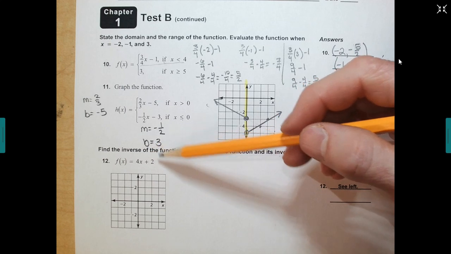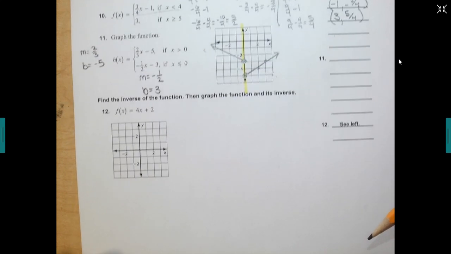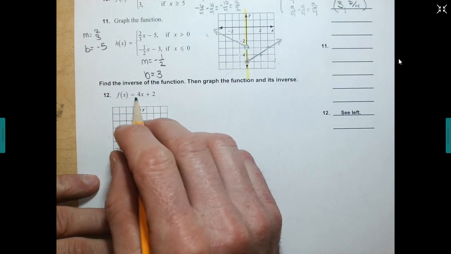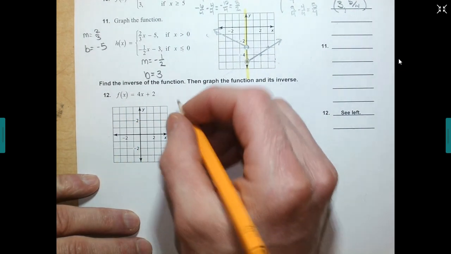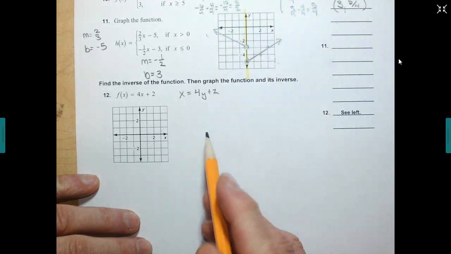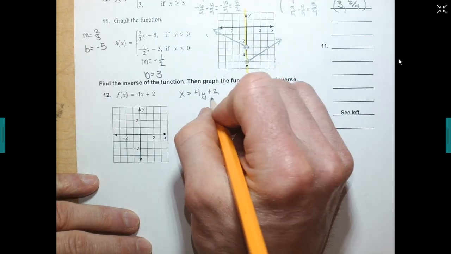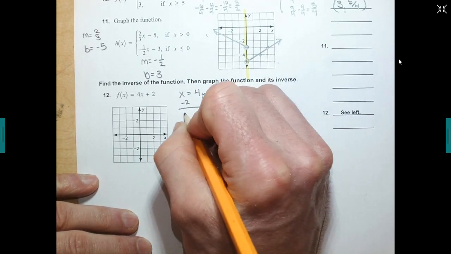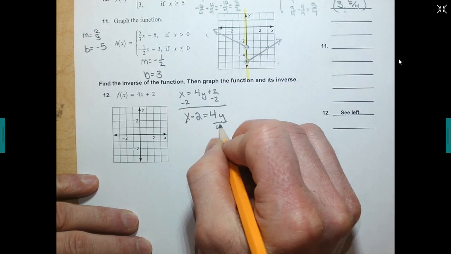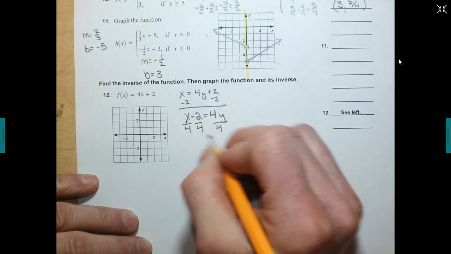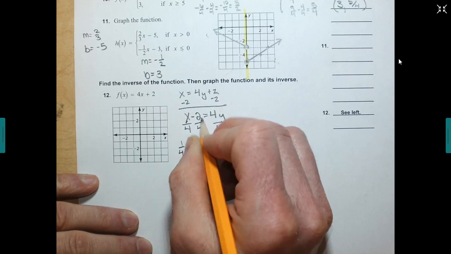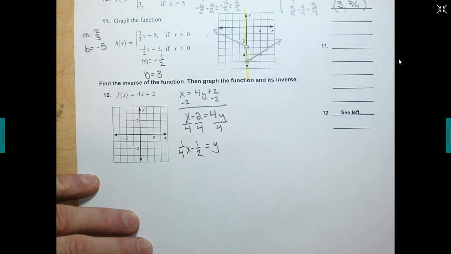All right, find the inverse of this function. I will show you how to do it in two different ways. First, I'm going to switch my x's and my y's. So I'm going to say x equals 4y plus 2. And now I have to solve this for y. Minus 2 on both sides. I have x minus 2 equals 4y, divided by 4. So I have y equals 1/4 x minus 1/2.